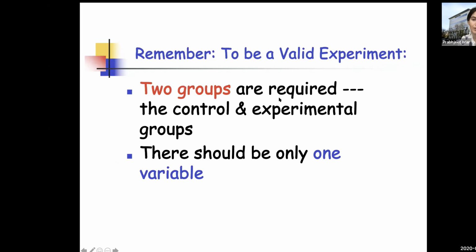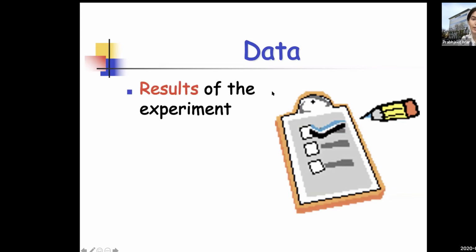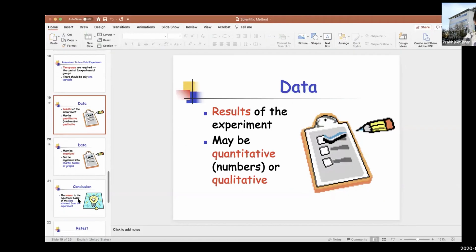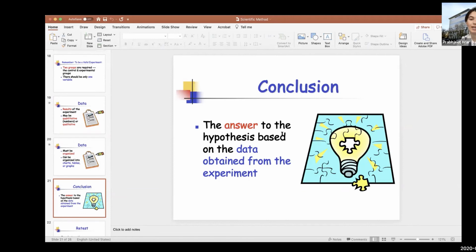So 2 groups are required, at least 2. So that's the minimum, the control, and then the experimental groups. There should be 1 variable, so it needs to be control variable, and then the data. So you need to collect the data, and it can be quantitative or it can be qualitative. I think that's all. And then last one is the answer to the hypothesis based on the data.